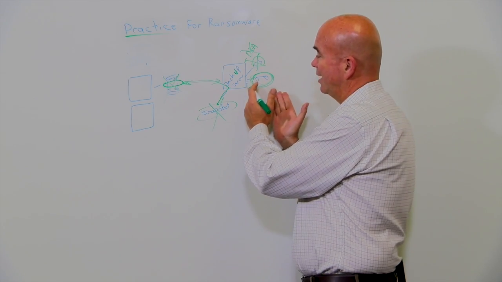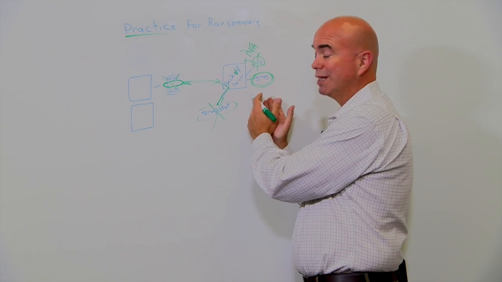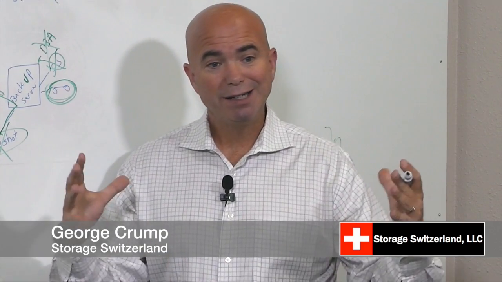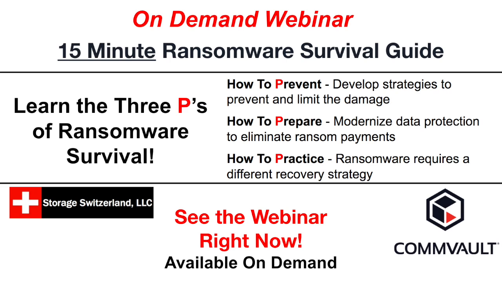So make sure you understand, if you have to go all the way back to tape, what that's going to look like. The key is to practice this by standing up a test server, eliminating 100,000 out of 500,000 files or whatever percentage makes sense in your environment, and then testing each one of these different scenarios so you know exactly what's going to happen when the ransomware hits you.